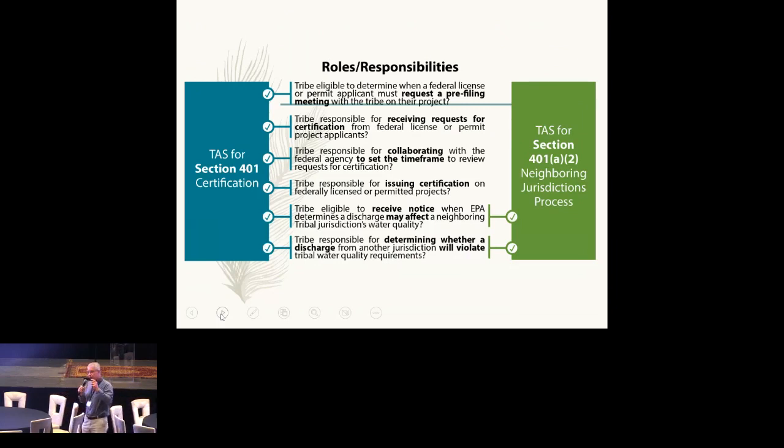And so if you are that 401 certification agency and you're doing all that, you're automatically a neighboring jurisdiction. And so you can receive that may affect notice from EPA, and then you can determine whether or not that project will affect your water quality.